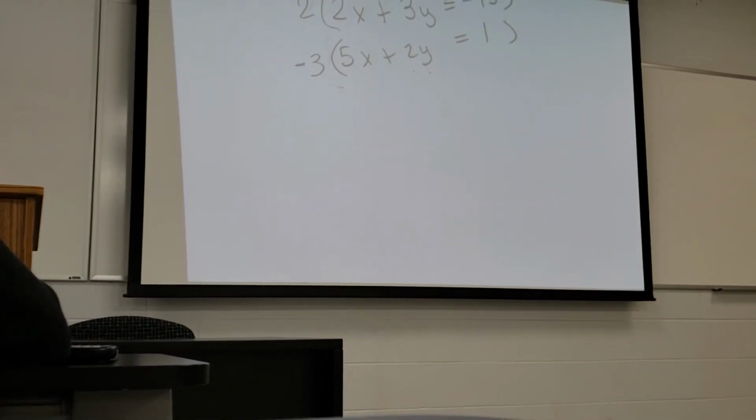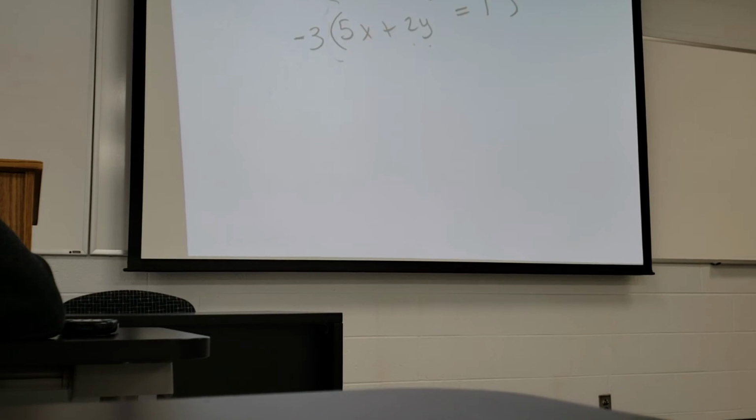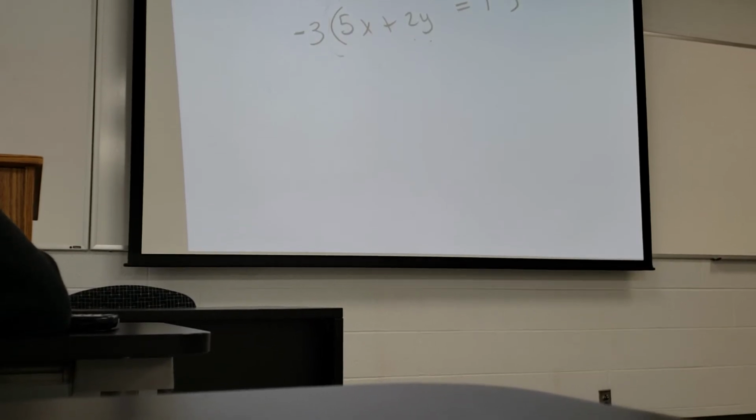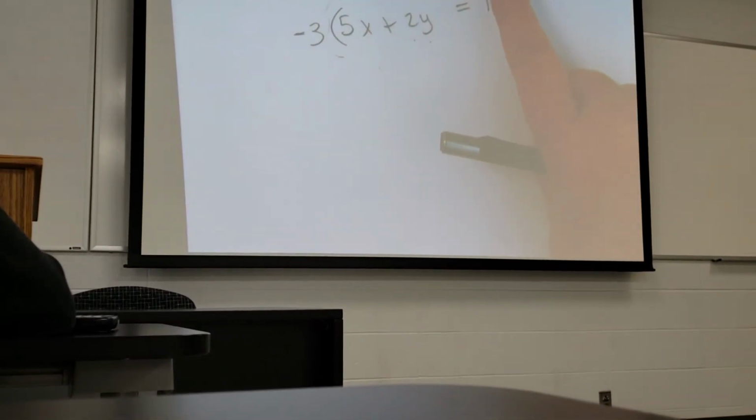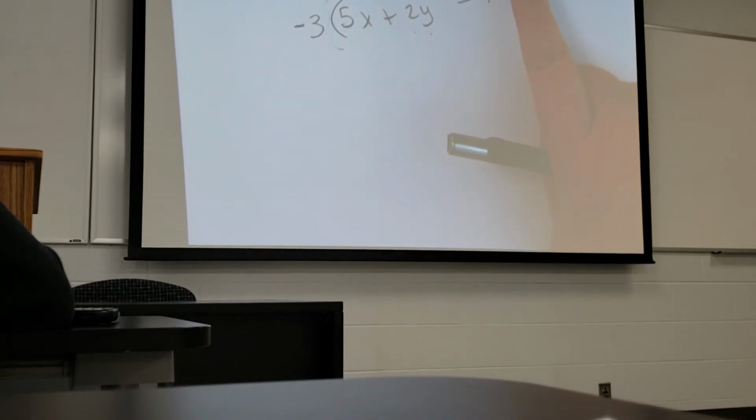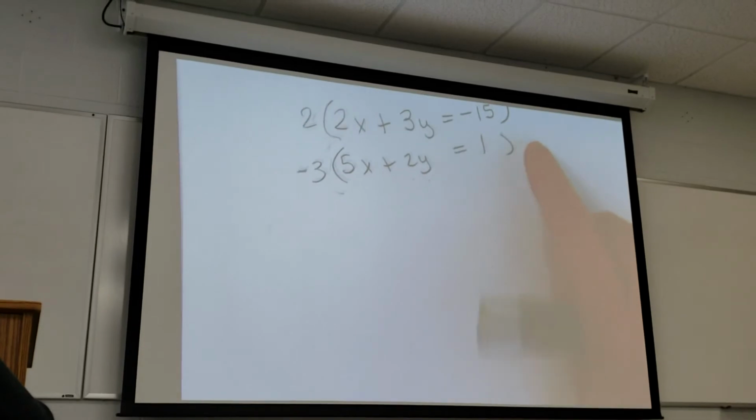3 times 2 is 6. I get that, but why? Because you have a -15, why wouldn't you make that a -2 instead of a +2, and then make it a +3 instead of a negative? You could have. Okay, yes, you can.